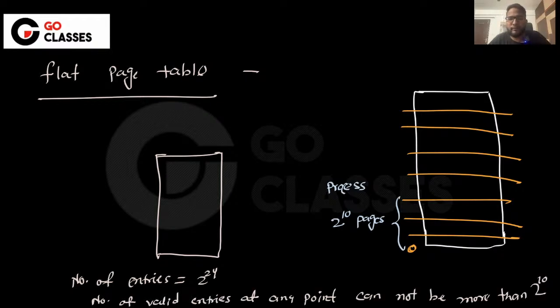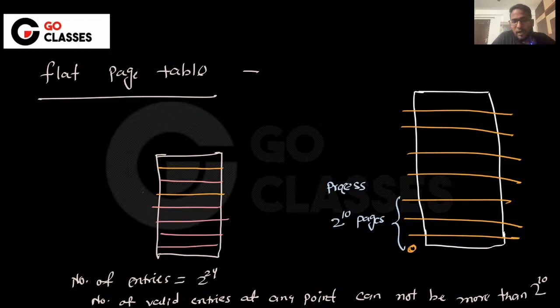Is this good enough to everyone? So in total there are 2 power 24 entries. That's what the flat level page table has. Out of them, only 2 power 10 are useful. Let's suppose these 2 power 10 entries are the valid entries at any moment, and all other entries are wasteful. But anyway, let's not worry about it. You have to maintain this page table. This is a flat level page table. There is no other way. You have to maintain this flat level page table.